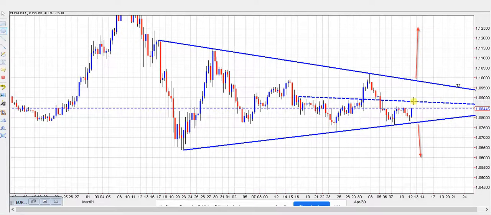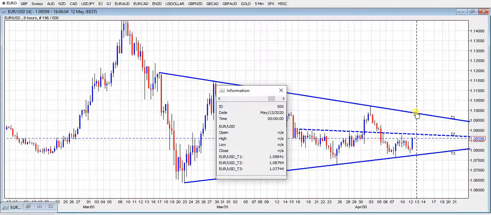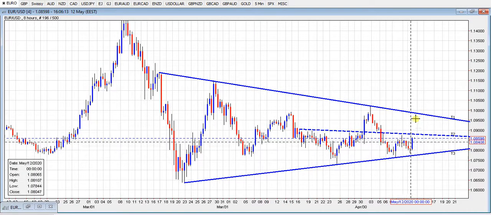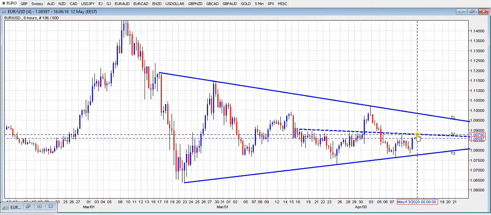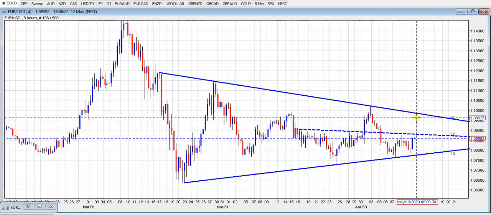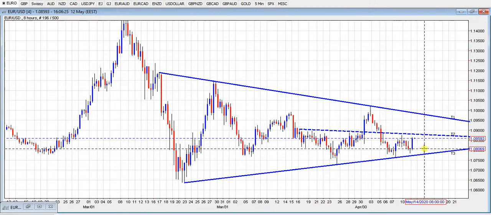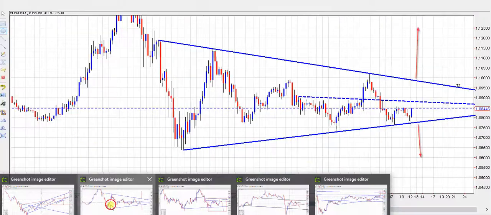Move towards 108. This is what I was calculating. Move towards 108.70, 108.75, 108.80. That would be the current resistance within the broader pattern that we are looking into.